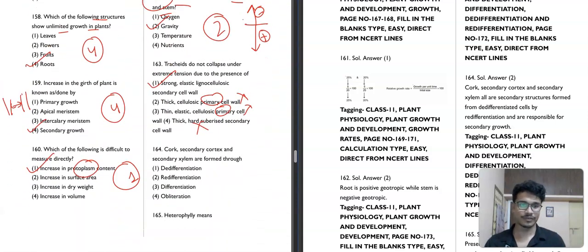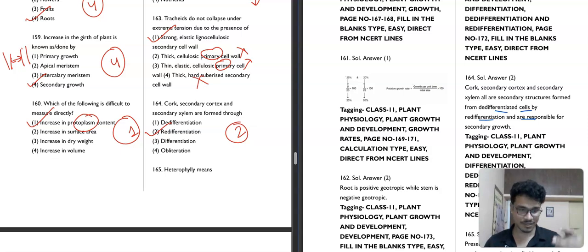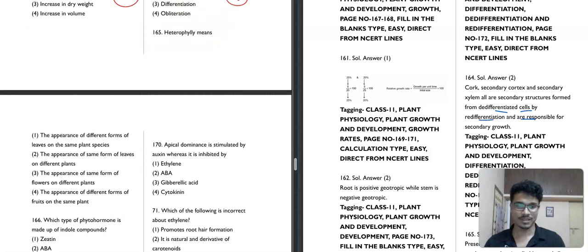Then question number 164. It is saying that cork, secondary cortex and secondary xylem are formed through dedifferentiation, redifferentiation, differentiation or obliteration. So cork, secondary cortex and secondary xylem are all secondary structures formed from dedifferentiated cells by redifferentiation and are responsible for secondary growth. So our correct answer is redifferentiation. That means first it will be differentiation, then the cell will be dedifferentiated and lastly it will be redifferentiated. Okay. Then question number 165.